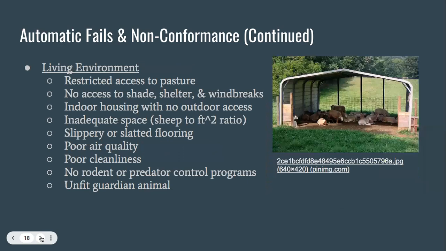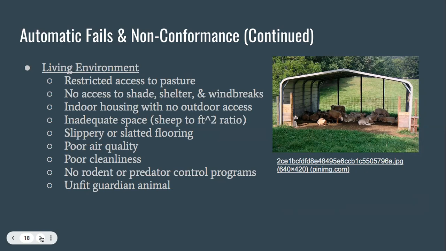For the living environment, restricted access to pasture is an automatic fail. They need to have access to pasture as much as possible. They have no access to shade, shelter, or windbreaks. These provide protection of the sheep against the elements in hot and cold weather. Sheep must have continuous, unobstructed access to the outdoor during daylight hours.